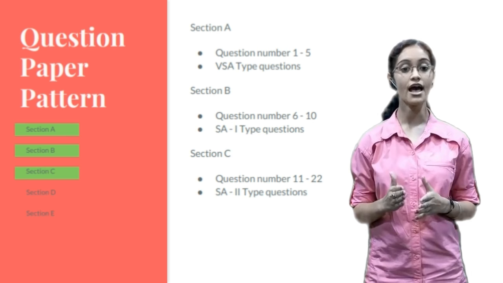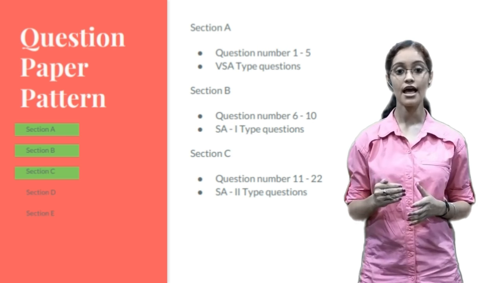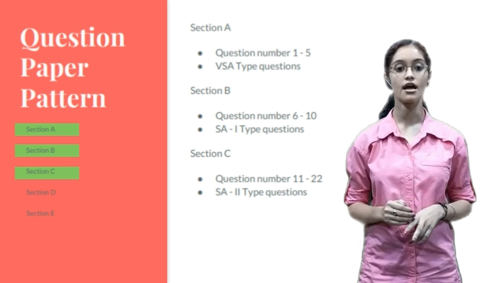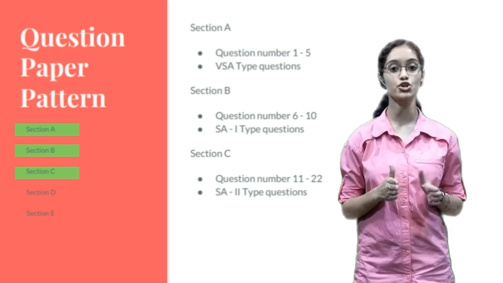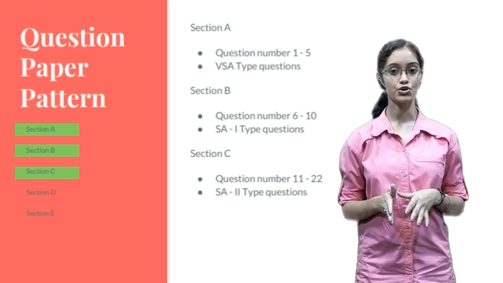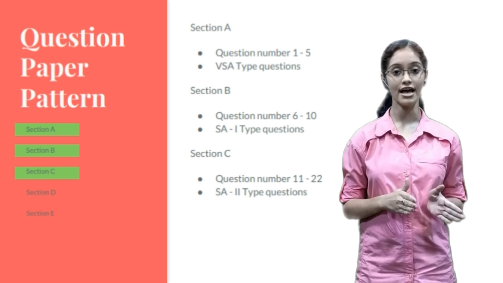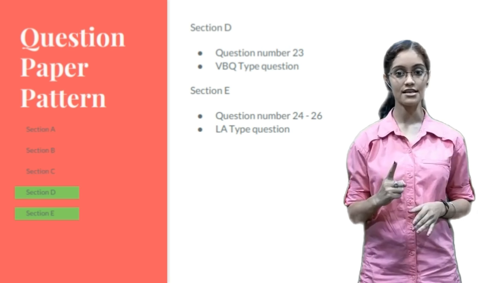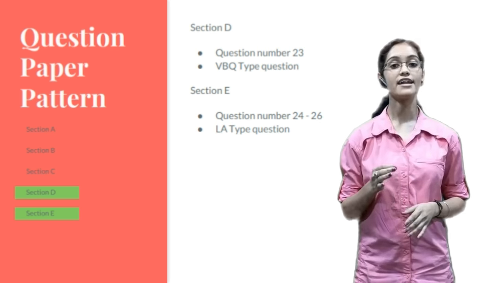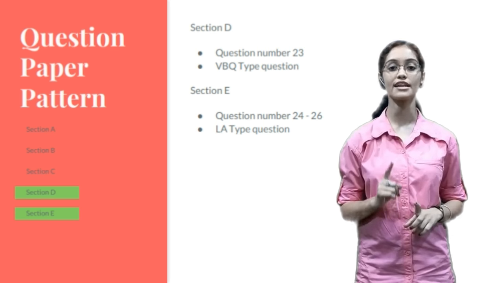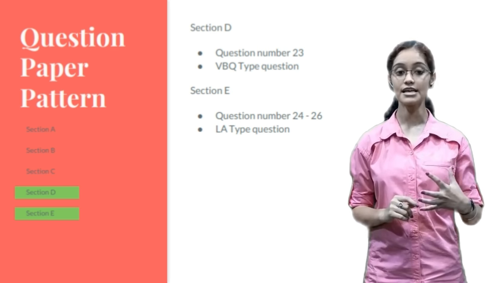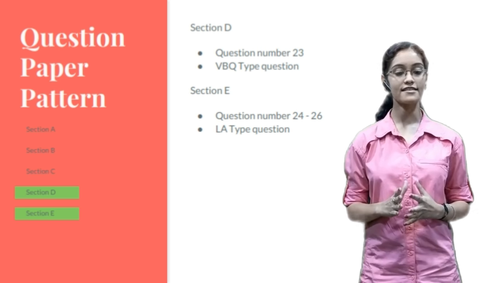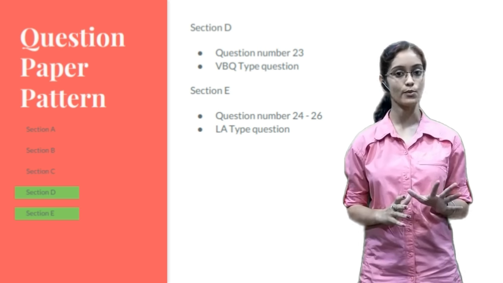Section B has question numbers from 6 to 10 and it is short answer type 1 questions which carry 2 marks for each question. For section C, question numbers from 11 to 22 are there and it constitutes short answer type questions which carry 3 marks for each question. For section D, only one question is asked, that is the 23rd question, and it is a value based question which carries 4 marks. For section E, question numbers 24, 25 and 26 are there and they are long answer type questions which carry 5 marks for each question.